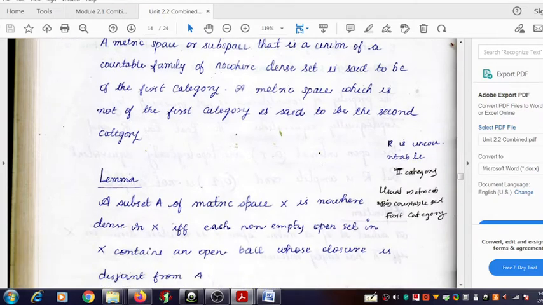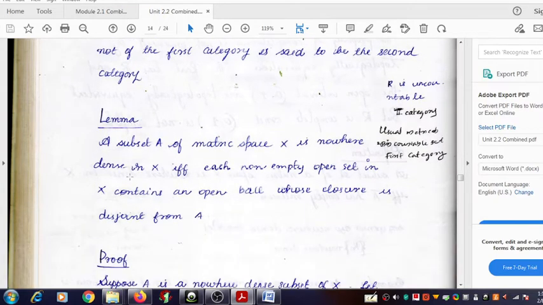Next, we have to discuss a lemma. This lemma tells us about a subset A of a metric space X, and when it can be nowhere dense. It gives us a characterization of a subset A of a metric space X that is nowhere dense. So it's a characterization of nowhere dense subsets of a metric space.